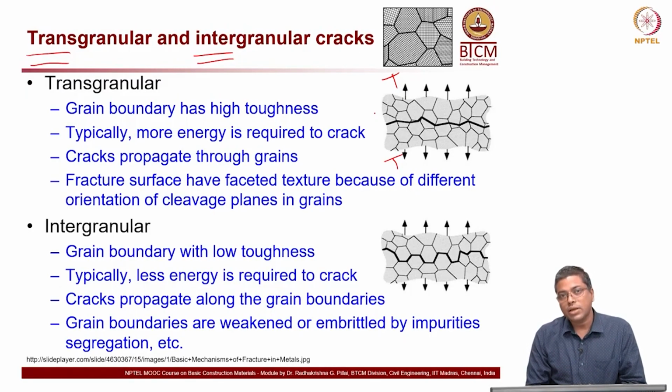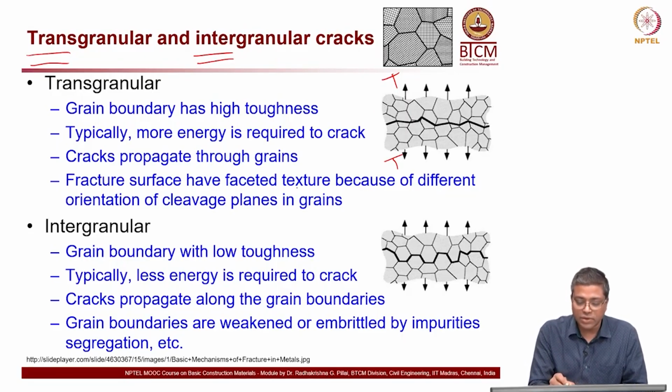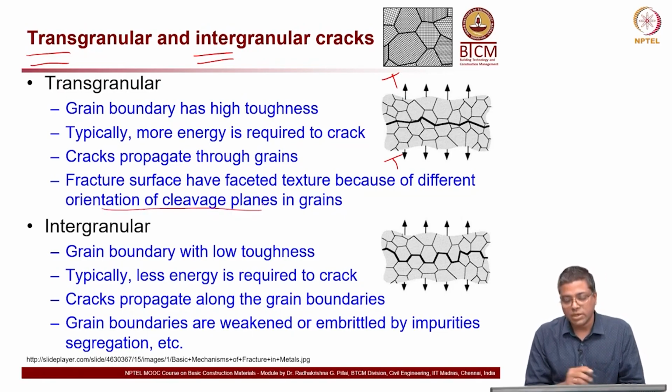And why is it happening like that? I can say that the grain boundaries are stronger in that case as compared to the grains themselves. Anyway, more energy is required to crack in general in this case, and then the cracks propagate through the grains, and the fracture surface has a faceted texture because of different orientation of cleavage planes. I will show a picture on the next slide, then it will be very clear to you what I am talking about. Let me just show you that picture.